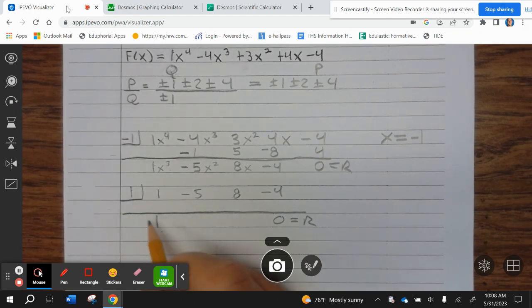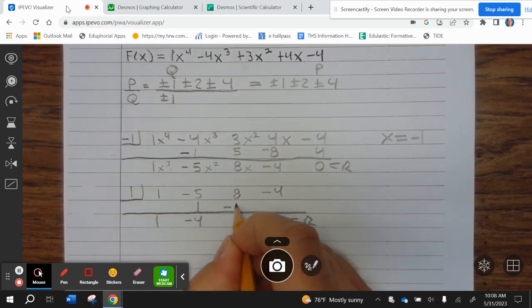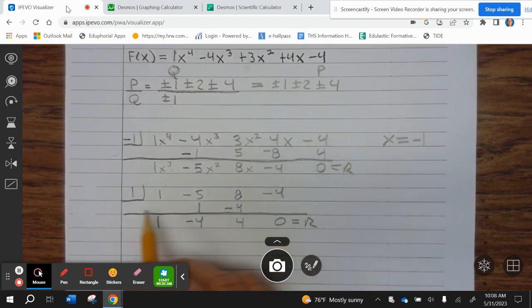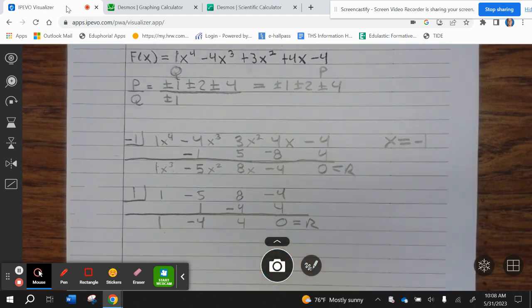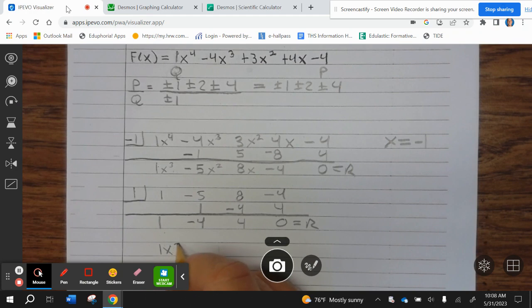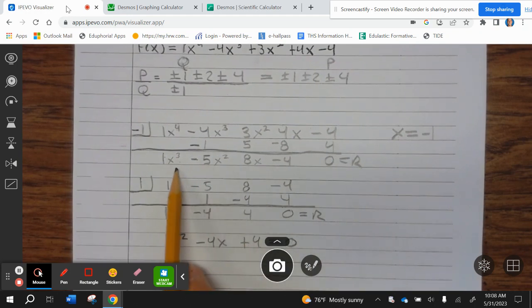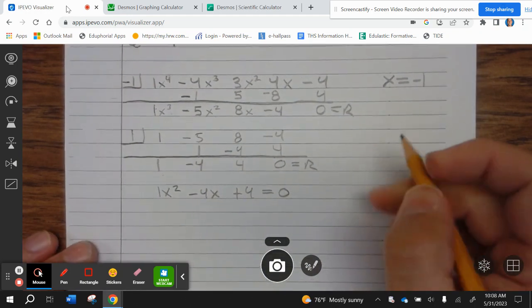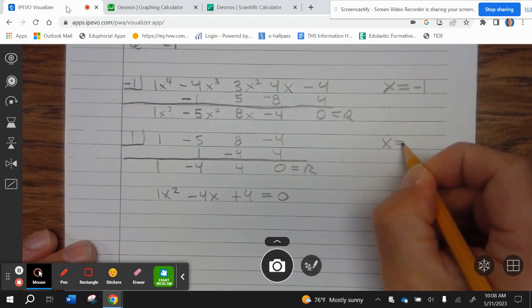So we bring down the 1. 1 times 1 is 1. Negative 5 and 1 is negative 4. 1 times negative 4 is negative 4. 8 minus 4 is 4. 4, remainder is 0. Now this becomes 1x squared minus 4x plus 4 equal to 0. Remember, because it was cubed, squared, x, they reduced by 1. So we have x equals 1 as another 0.